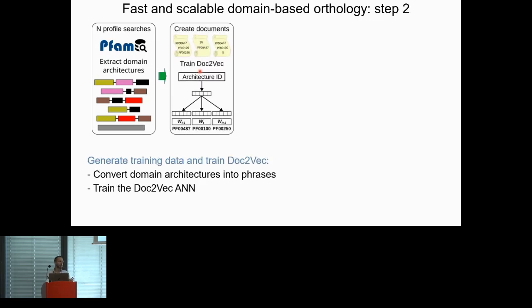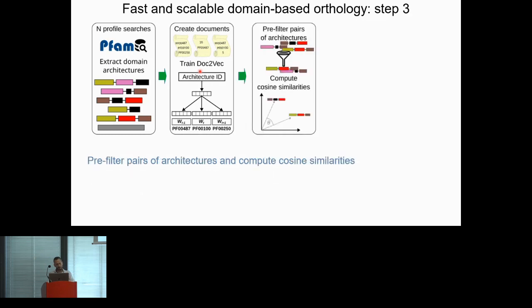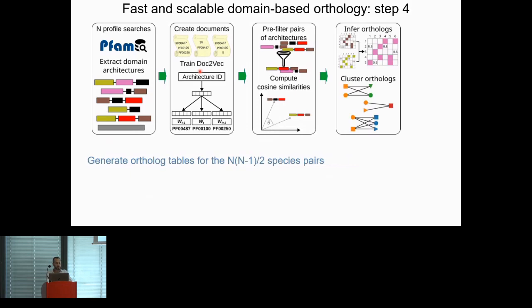Now, I want you to forget about biology for a second and think of architectures as phrases and domains as words. These are what is called the corpus for training our Doc2Vec model, which is basically what came just before transformers. It's Doc2Vec because it's way more efficient. After we have trained this model, I take all these architectures and use cosine similarity to see how similar they are. So I find my putative orthologs, and then I do the prediction again and predict the pairwise orthologs.